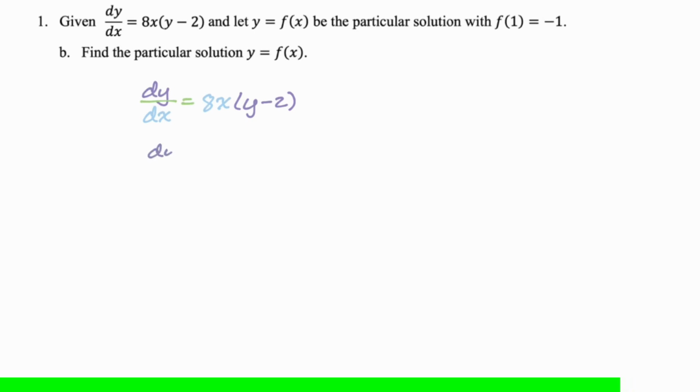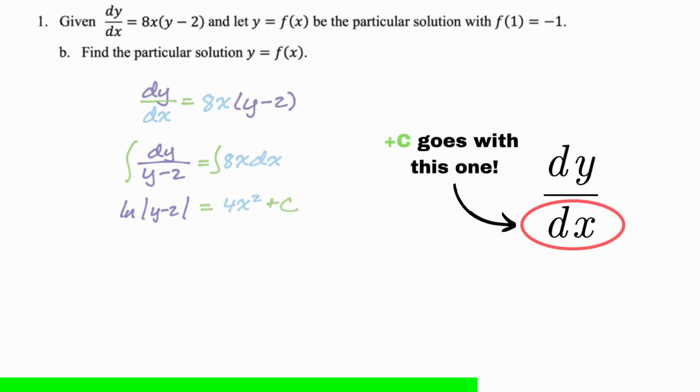So in this case, if it was y minus 2 to the 5th, I would write, I think that was in the previous problem set, it was y minus 2 to the negative 5th because that's how we integrate. But here, dy over y minus 2, that's just going to give us a natural log. So I'm going to write it the way it is. Integral signs, and then we integrate. So on the left, we get natural log absolute value of y minus 2. On the right, we're going to get 4x squared plus c.